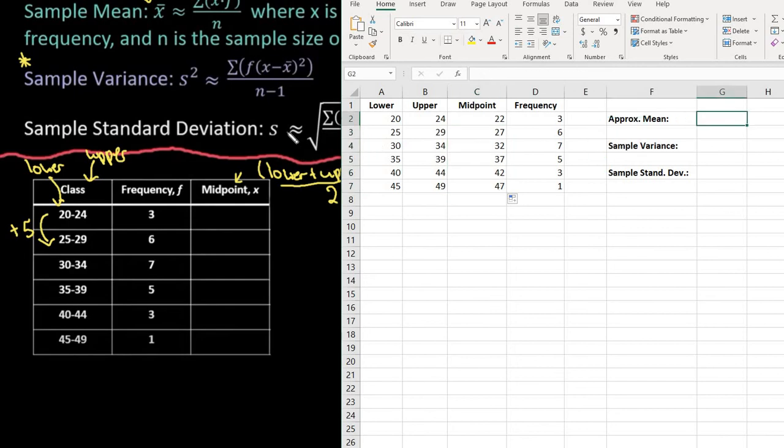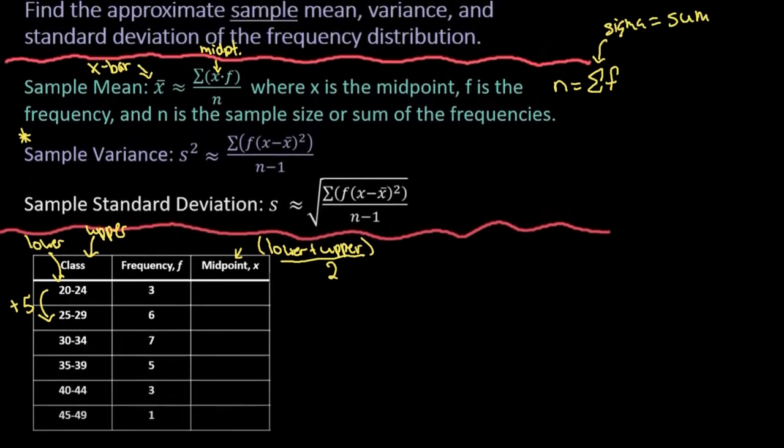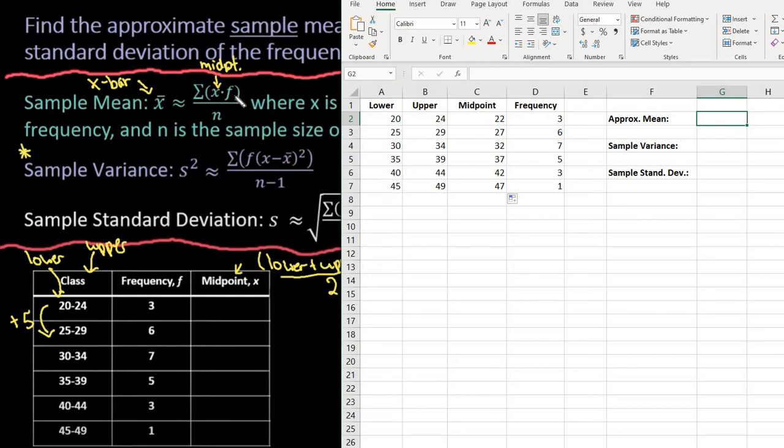Okay, so we're going to use the formula for the sample mean. Let me come back to this page and move it up so I can see the formula a little bit better. All right, so the formula is the sum product of our X value, which is the midpoint, and our frequency. In Excel, we actually have the sum product as a command. So I can find the sum and the product. I just have to tell which cells I want to use.